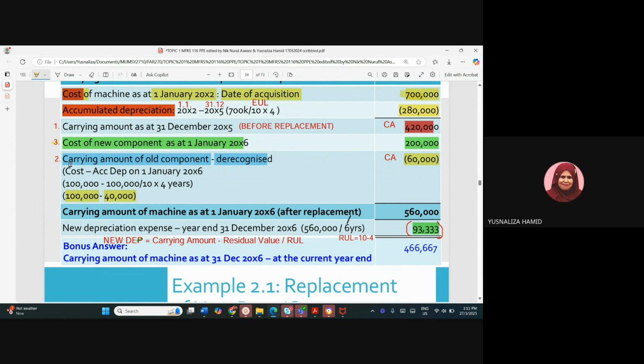Now you want to replace. Before you replace, you have to take out the old component. So this is the old component, which is 100,000.